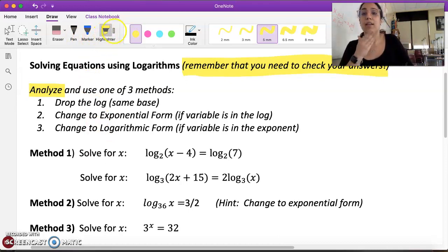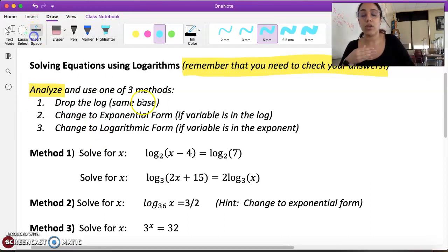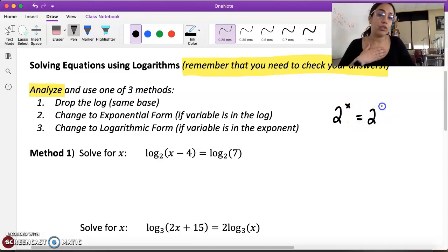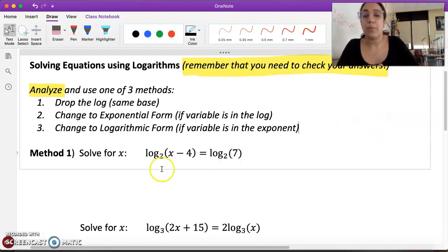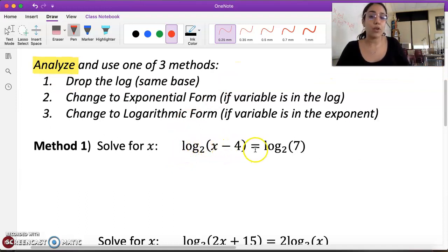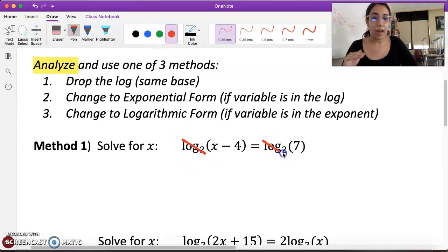So the first method is drop the base, which is the same exact method that we had with exponentials. So remember back when we did exponentials, if I have 2 to the x equals 2 to the ninth, what does x equal? x equals 9. You can drop the base, right? Same thing with logarithms, when you have something that looks like this, like log base 2 of x minus 4 equals log base 2 of 7. When you have a log equals a log by themselves, you can drop the log.